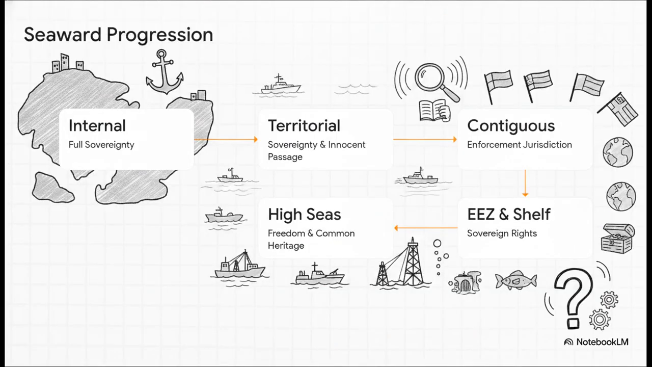Let's recap the exact seaward progression we've learned today. Step 1, internal waters, acting exactly like land with full sovereignty. Step 2, the territorial sea, extending 12 nautical miles, featuring full sovereignty but heavily conditioned by the right of innocent passage. Step 3, the contiguous zone, granting narrow enforcement jurisdiction up to 24 nautical miles. Step 4, the EEZ and continental shelf, granting resource-specific sovereign rights, but without actually owning the water itself. And finally, Step 5, the high seas and the Area, defined by flag state freedom and the common heritage of mankind.